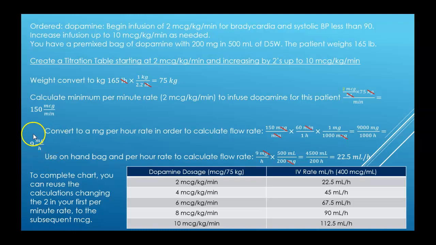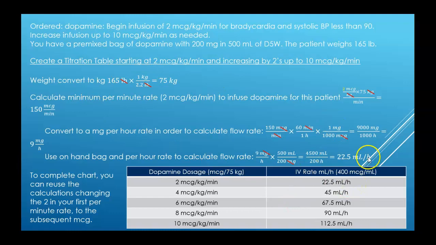So now that we have our D rate, we can multiply it by the on hand, remember, and we do this inverted to get our flow rate. So the 9 milligrams per hour times the Q over H equals milliliters per hour. Do our division, and we get 22.5 milliliters per hour.